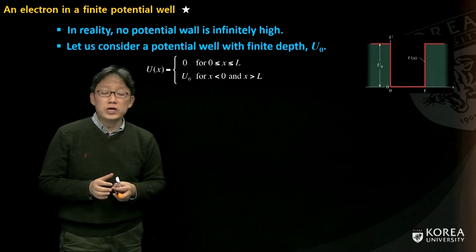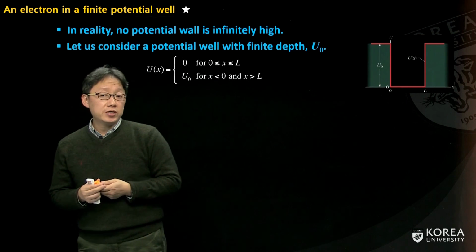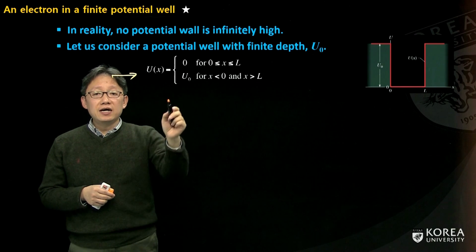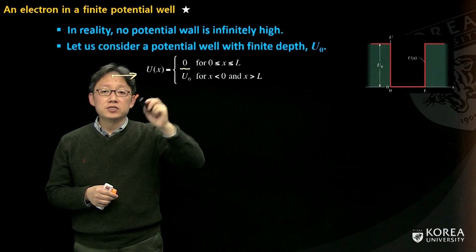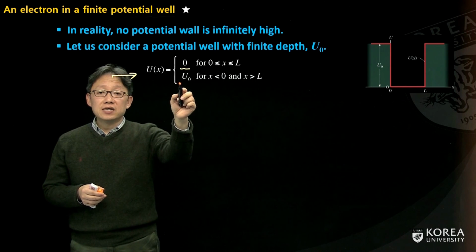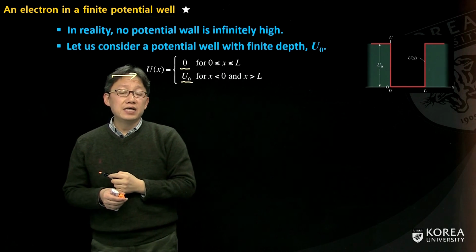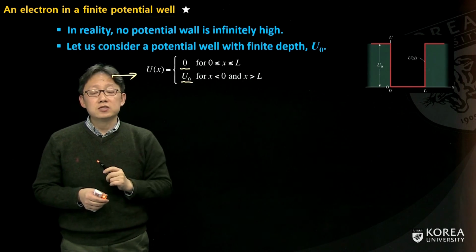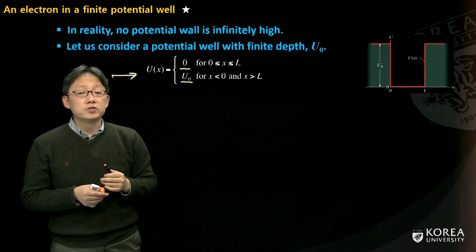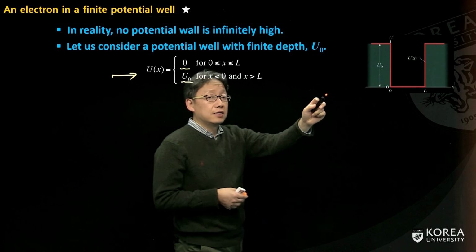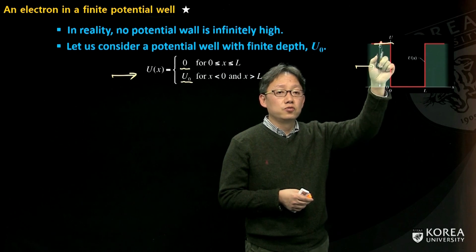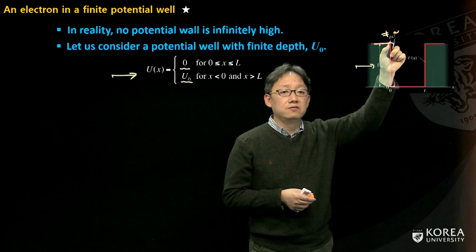So now we have to change the potential like this. Here, we still have the same zero potential energy in the area between 0 and L, but outside of this area, instead of infinity, we will have a certain height of potential, which is of course smaller than infinity. The figure will look like this. Now this part has a certain height, which is not infinity.